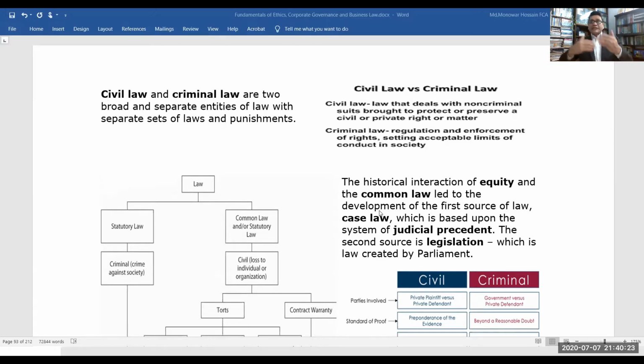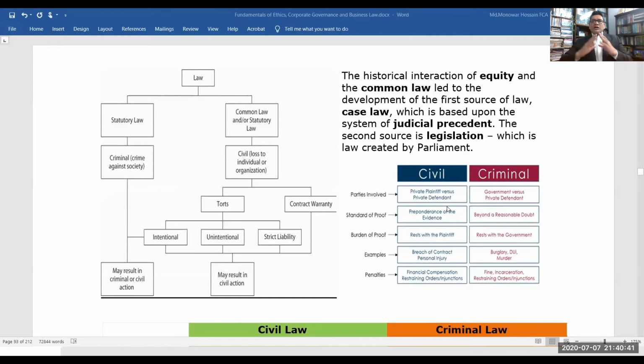So civil law deals with non-criminal matters, and criminal law deals with the regulation of enforcement of rights, setting acceptable limits of conduct in society. The historical interaction of equity and the common law led to the development of the first source of law, case law, which is based upon the system of judicial precedent. The second source is legislation, which is law created by Parliament.